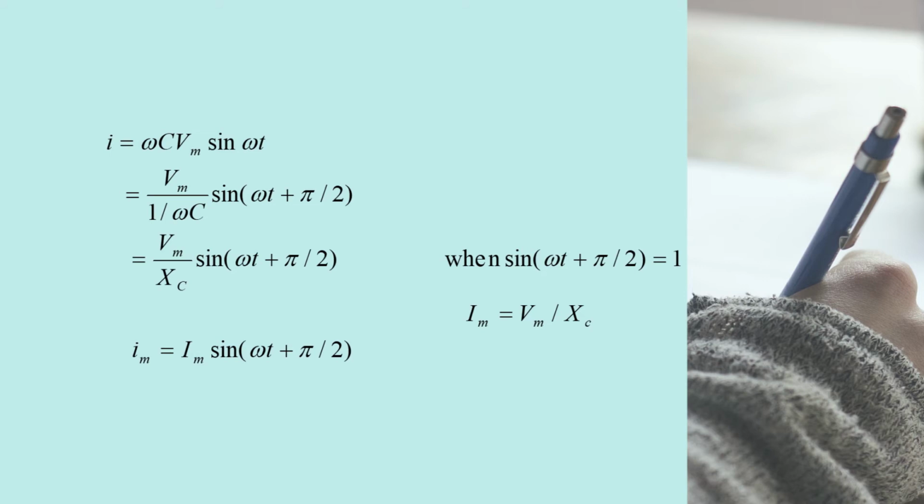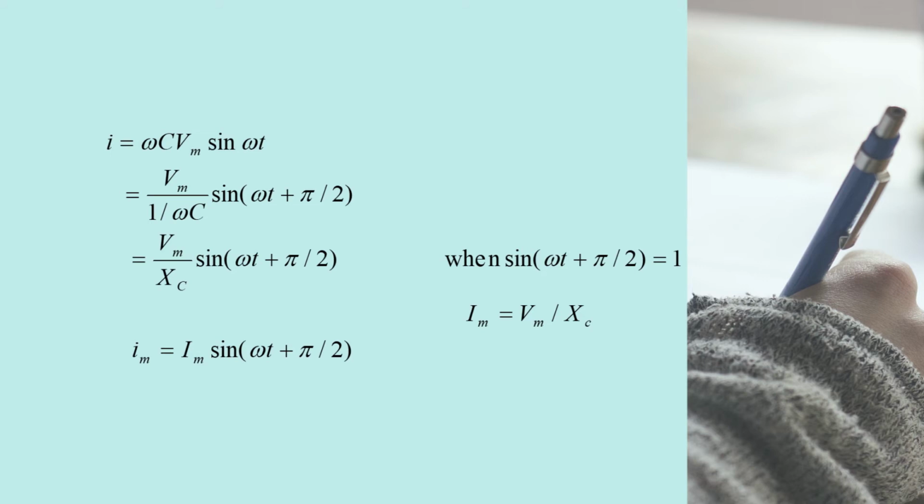So 1 upon omega C is what? Basically it is Xc, or you can say it is the capacitive reactance, because Xc is equal to what? 1 upon omega C. So just replace 1 upon omega C by capital X suffix C. So it can be written as current i equal to Vm upon Xc sin omega t plus pi by 2, where Xc equal to 1 upon omega C is the opposition offered to the flow of AC by a pure capacitor, and it is called capacitive reactance. So capacitive reactance Xc is equal to what? 1 upon omega C. And what is omega? Omega is nothing but 2 pi f. So Xc is equal to 1 upon 2 pi fC.